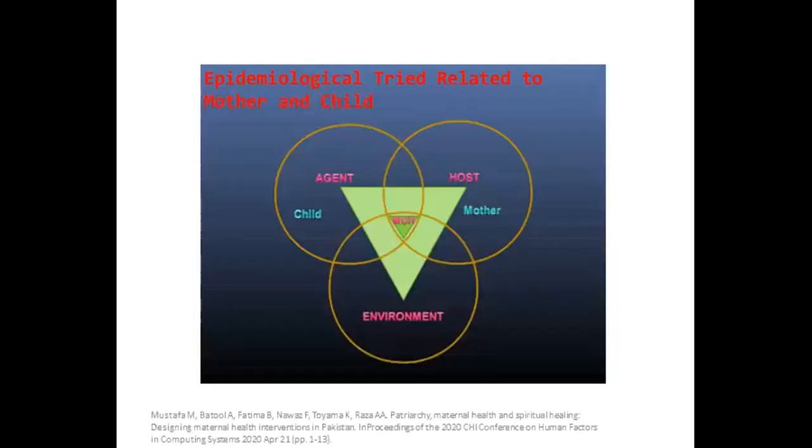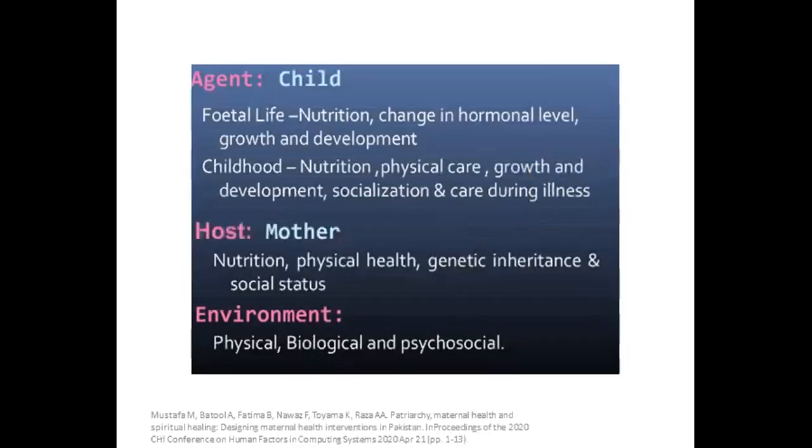If we see the epidemiological triad related to mother and child, it is in the framework of agent, host and environment, as we all know that the epidemiological triad includes agent, host and environment. In maternal and child health, the agent is the child, the host is the mother, and then the environment. The child includes fetal life, for example nutrition, change in environment, hormonal level, growth and development. Childhood includes nutrition, physical care, growth and development, socialization, and care during illness. The host includes mother's nutrition, physical health, genetic inheritance, and social status. The environment includes the physical, biological, or psychological environment.